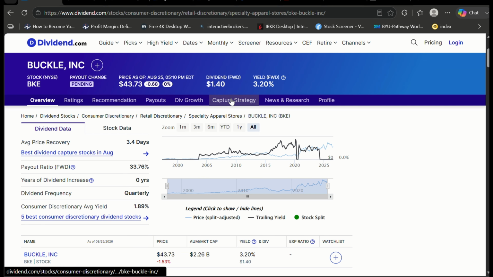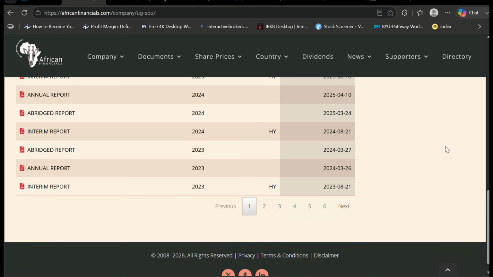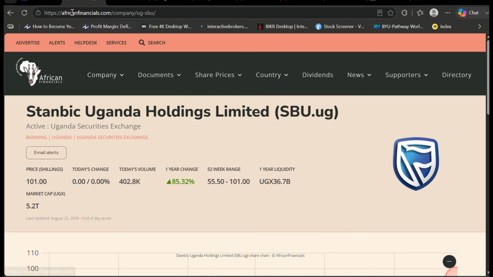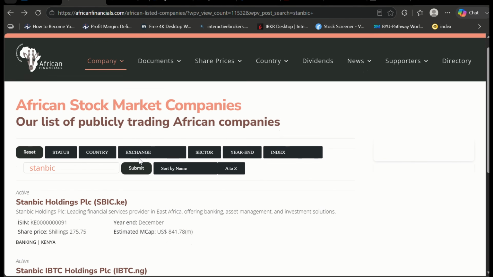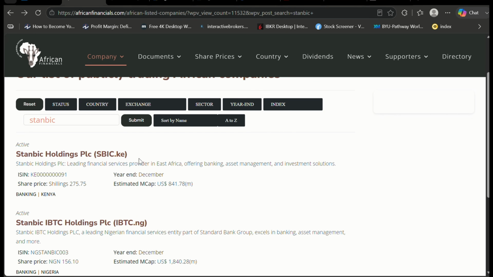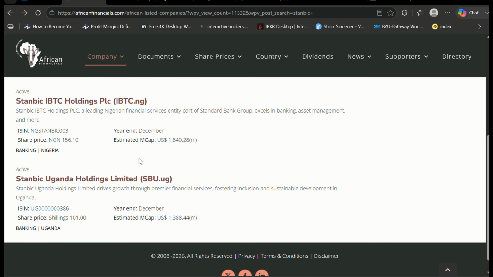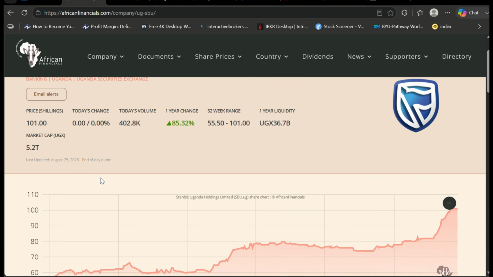Okay, now for local companies, the tabs are already open, because I've tried to have them ready so that we work on it quickly. But I come to African Financials and then search, for example, for Stanbic. It brings for me Stanbic Holdings PLC Kenya, Nigeria, and Ghana. So from Uganda, and then check the pricing.